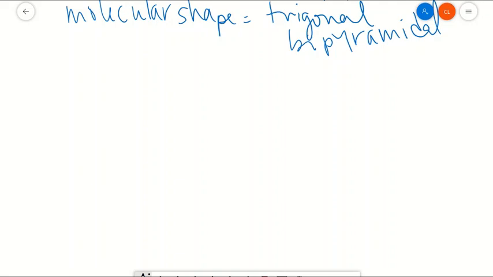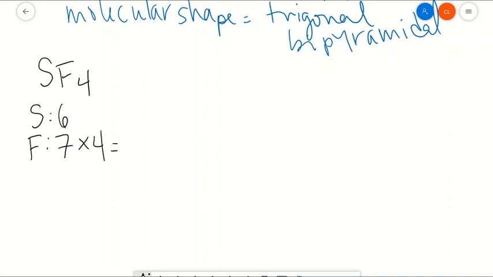Now we're going to look at another one, SF4. So again, the first step is always drawing out your Lewis structure. So sulfur has 6 valence electrons. Each fluorine has 7. 28 plus 6 is 34 valence electrons.